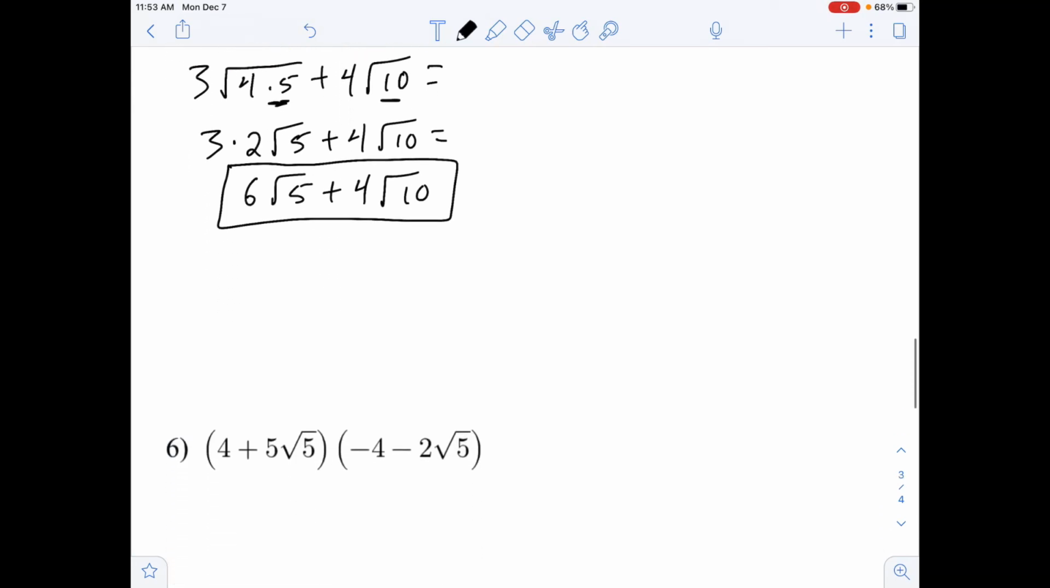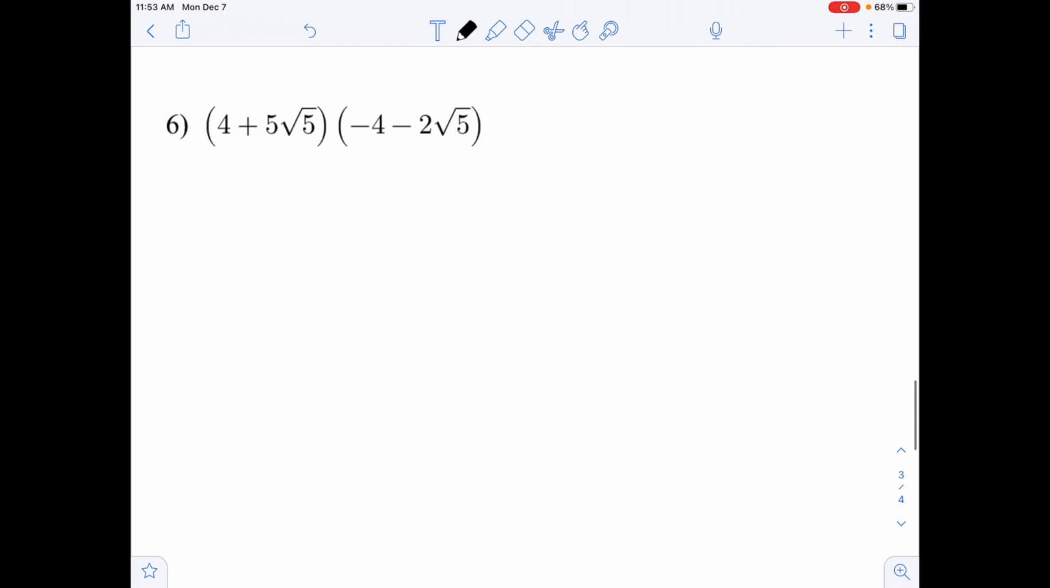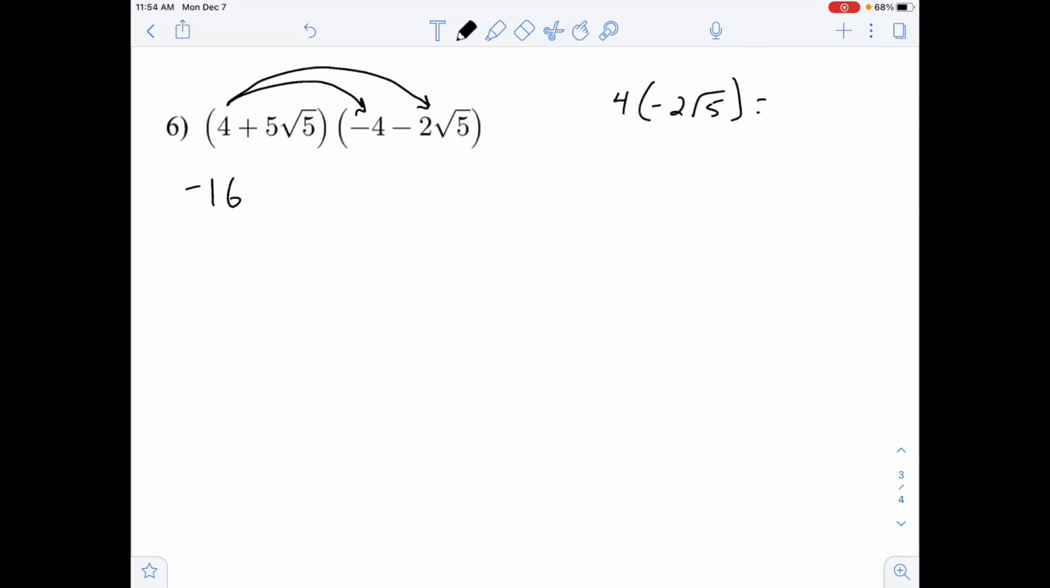All right, so let's look at the last one here, the one that's more difficult. So now we're going to have to multiply a binomial times a binomial here. So distributive property, we're going to multiply the 4 times the negative 4. Let's do that first. So that's going to give us negative 16. Then we're going to multiply 4 times negative 2 square roots of 5. Now, if you have to do it off to the side, you can. So it's 4 times negative 2 square roots of 5. And then that is going to be negative 8 square roots of 5. So we're going to put that here.